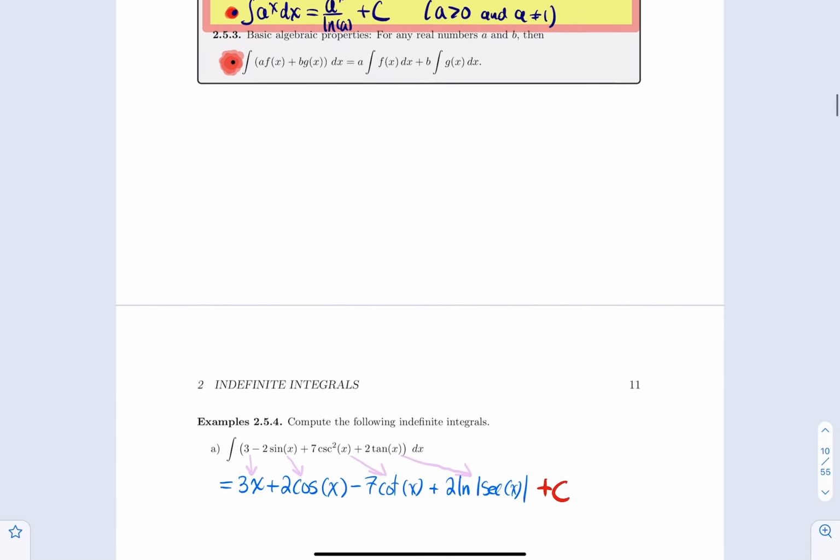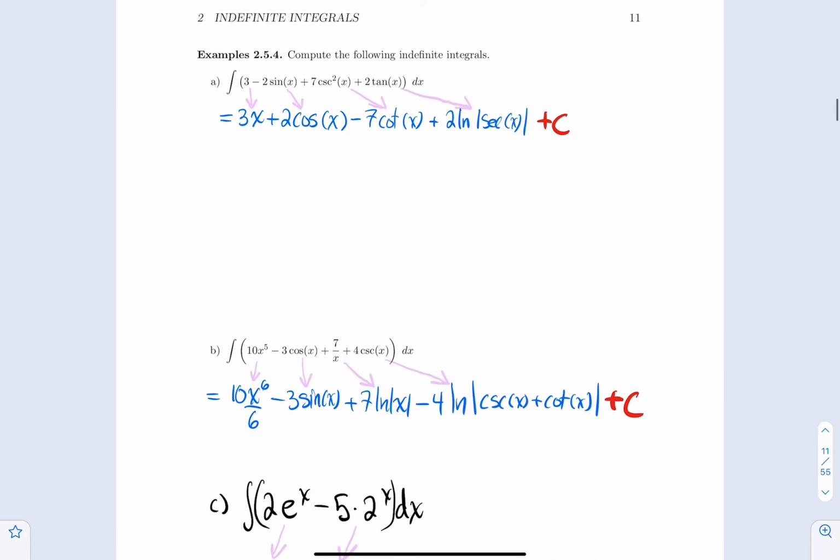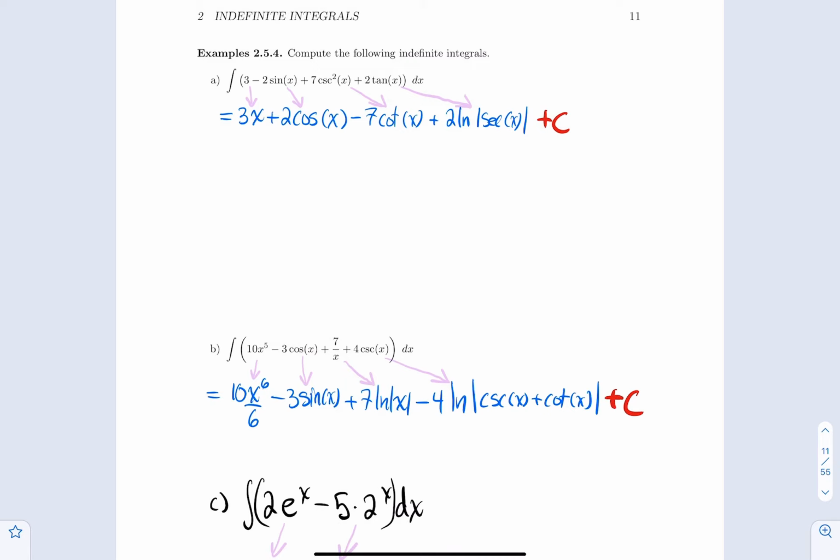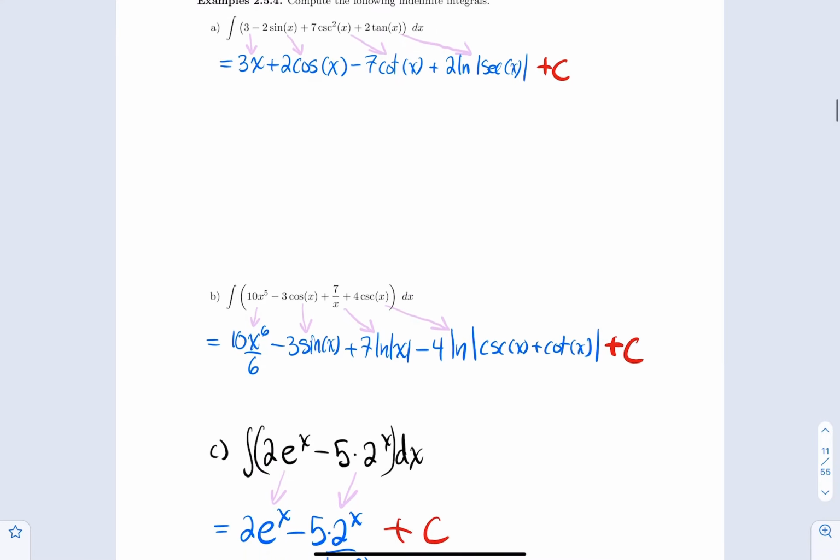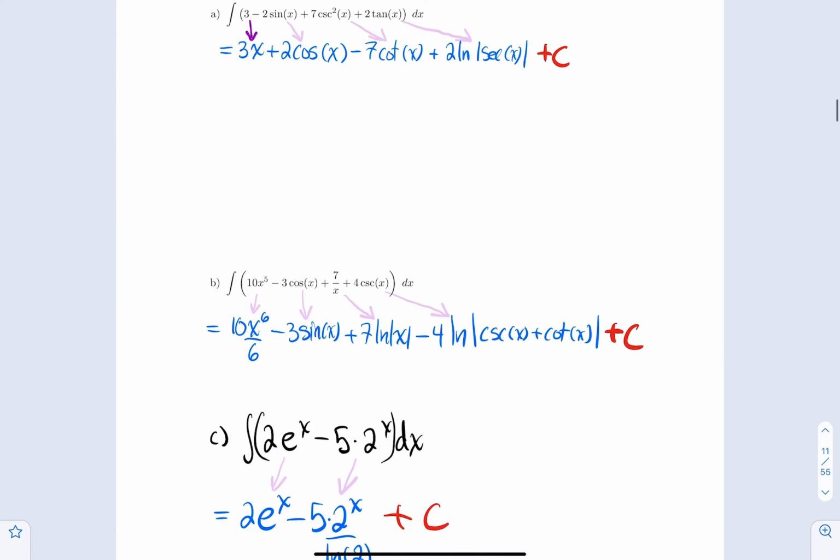For example, the integral of 3 minus 2 sine plus 7 cosecant squared plus 2 tangent. We know the integral of 3 is going to be 3x. The integral of sine is going to be minus cosine, so the integral of minus 2 sine is going to become plus 2 cos of x. The integral of cosecant squared is minus cotangent, so you're going to get minus 7 cotangent. And now the integral of tan is ln of the absolute value of secant. So if you have 2 of them, you just put 2, and then when you're done, you just go plus c.